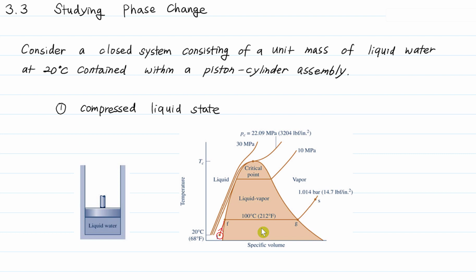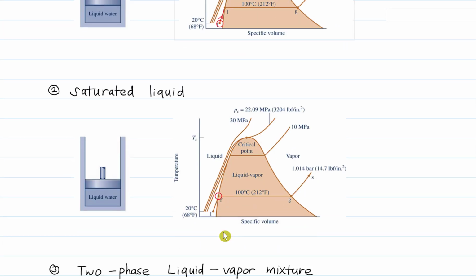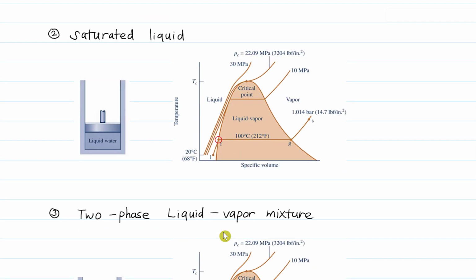The liquid state is referred to as subcooled liquid or compressed liquid state. When the temperature of the water reaches 100 degrees Celsius, the water is about to vaporize, and the system is at the saturated liquid state.